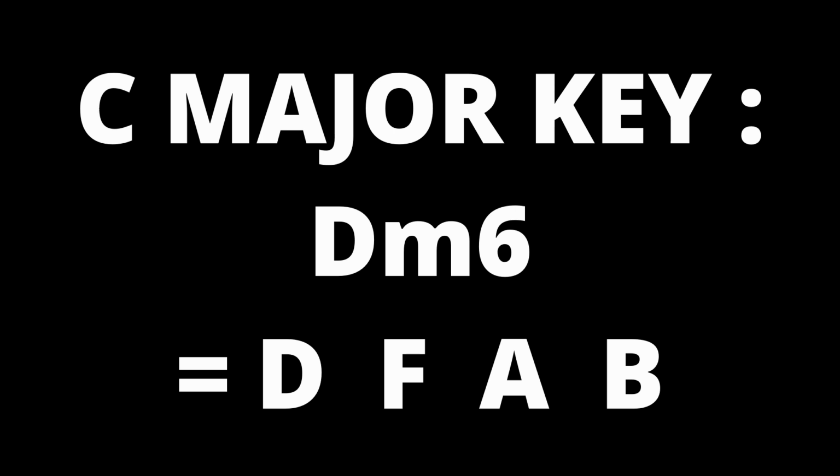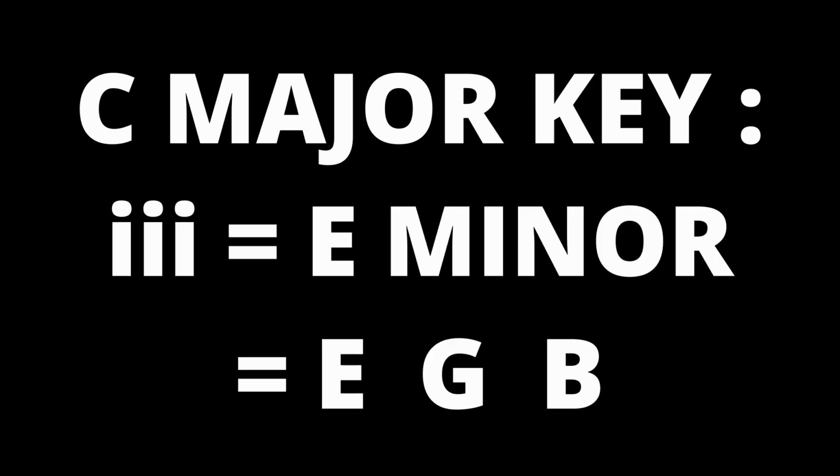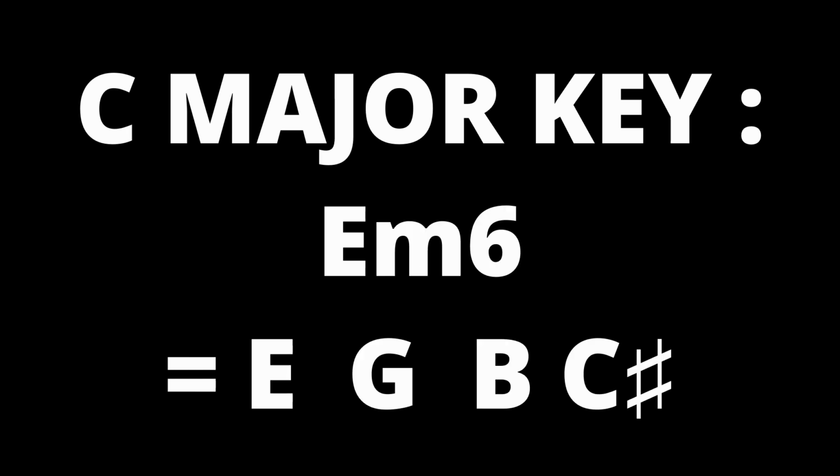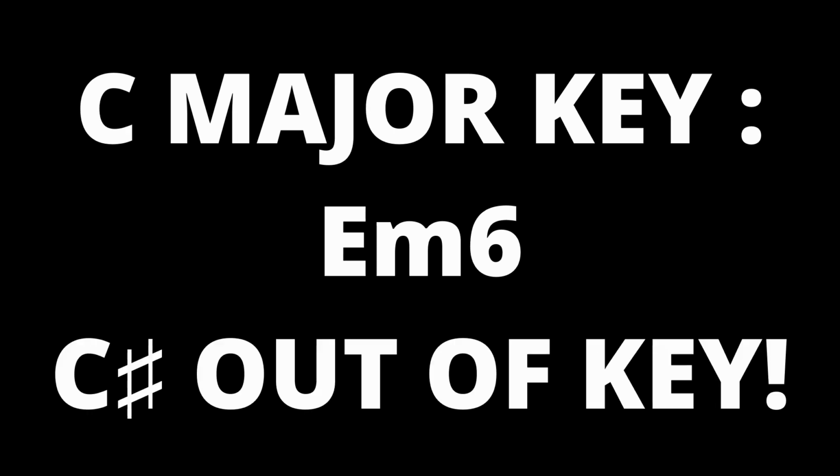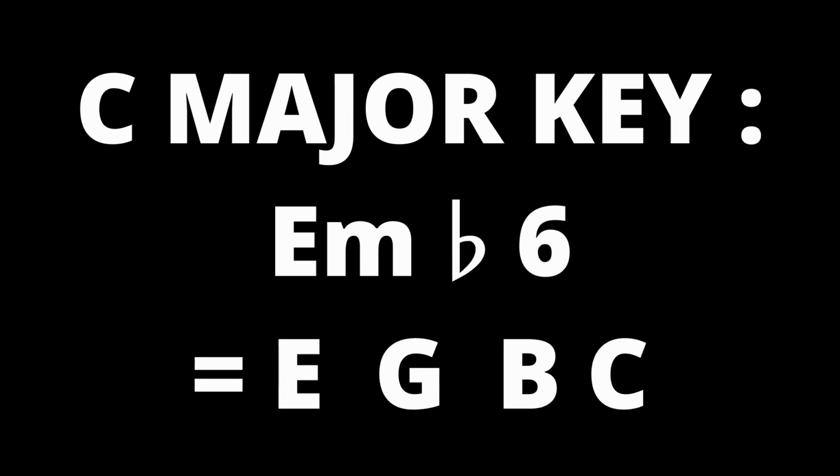These notes are all in the C major scale, so this chord is perfectly in key. The 3 chord is E minor. E minor has the notes E, G, and B. E minor sixth has the notes E, G, B, and C sharp. The 6th note here is not in the C major scale, so we need to drop it by half a step or a semitone. This gives us the E minor flat sixth with the notes E, G, B, and C. This is also true of the 6 chord. You can of course use both of these minor sixth chord types wherever you want.